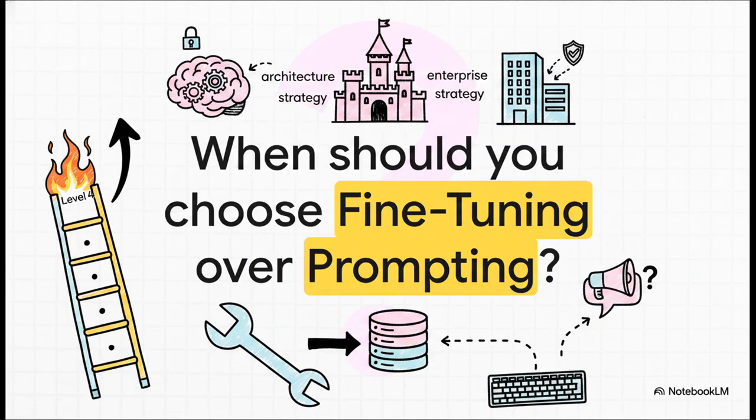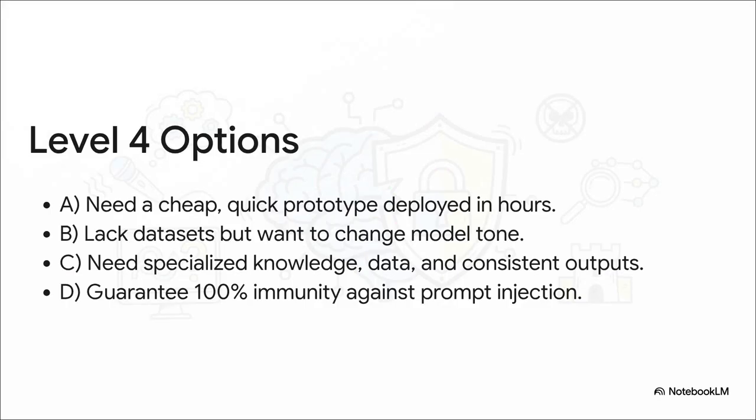We're entering level 4, hard difficulty. This is where architecture and high-level strategy really come into play. When adapting a general-purpose LLM for a specific enterprise use case, when should an organization choose fine-tuning over prompt engineering? Let's weigh these out. A.